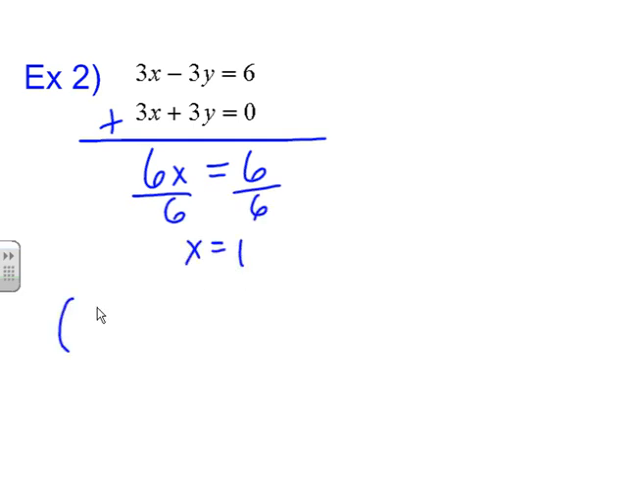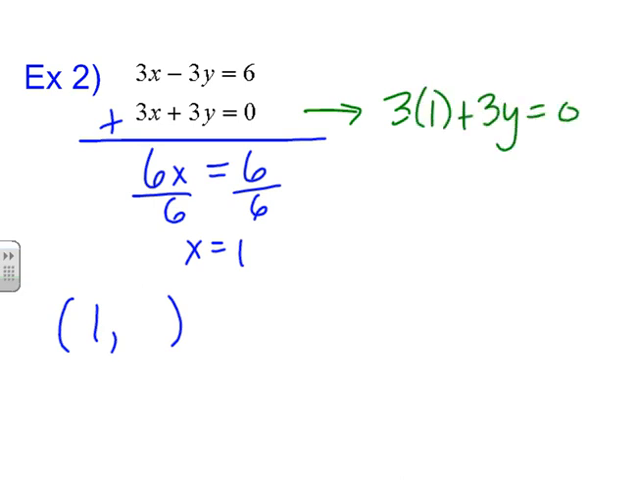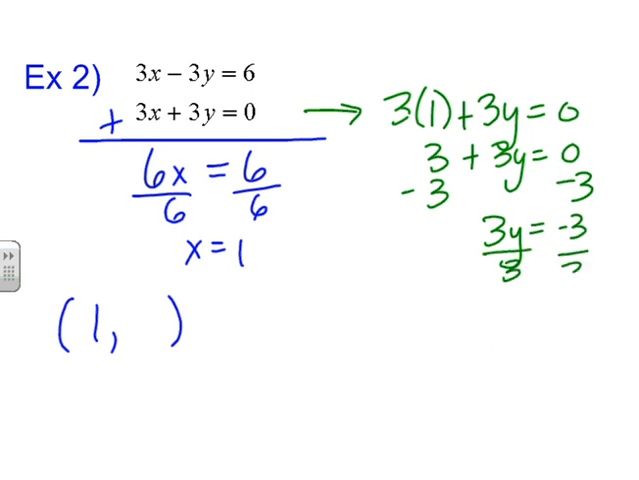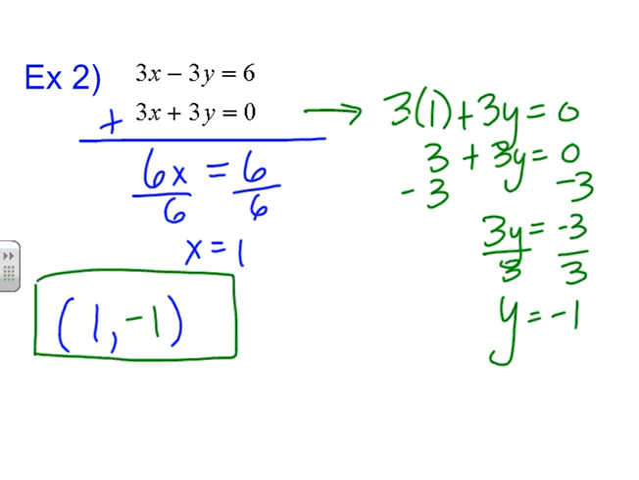As we build our ordered pair, 1 goes in the first spot, and now we look for y. It doesn't matter which one of these we go back to. I tend to choose the ones that have no negatives or smaller numbers. In place of the x, we're going to put a 1. So we'll have 3 times 1 plus 3y equals 0. Then we reduce it. We subtract 3 from both sides, get 3y equals negative 3, divide both sides by 3, and find out that y equals negative 1. So (1, negative 1) is our ordered pair where these two lines cross.